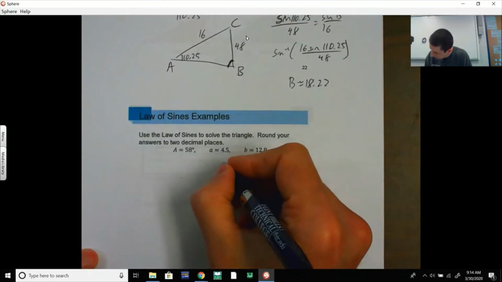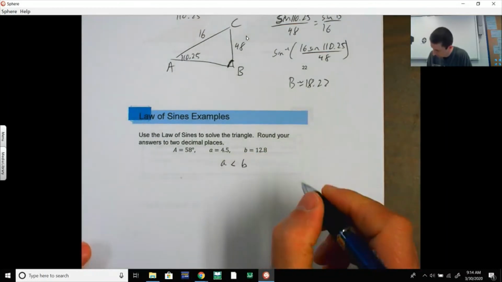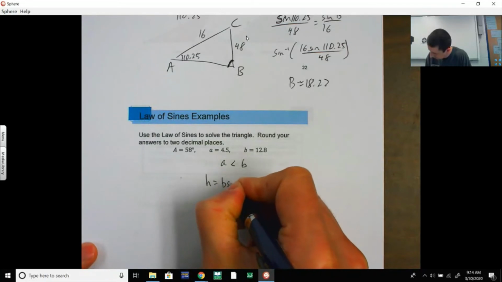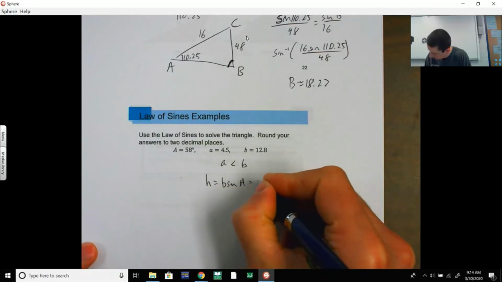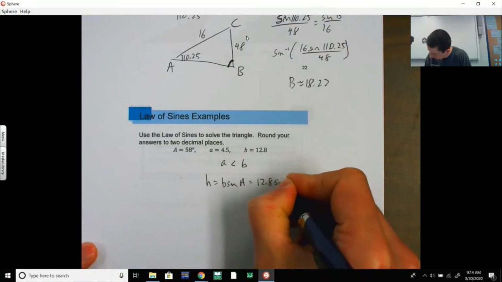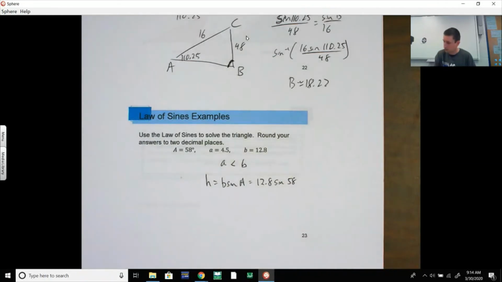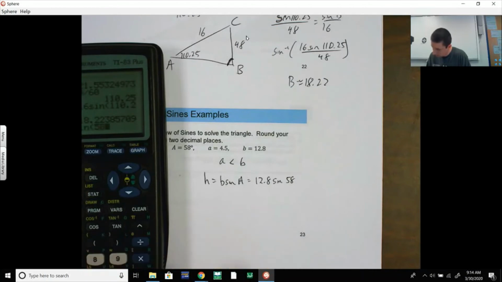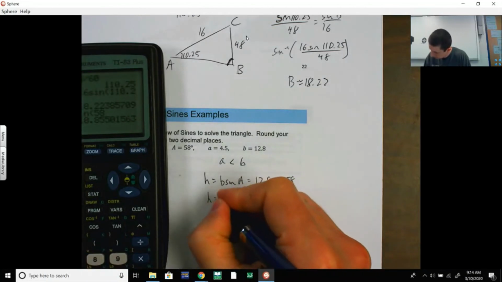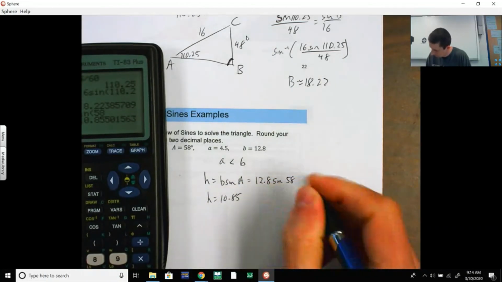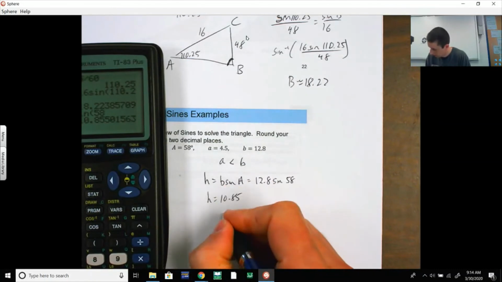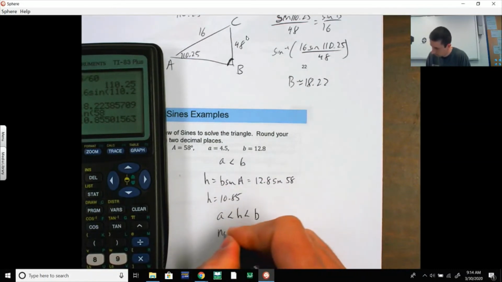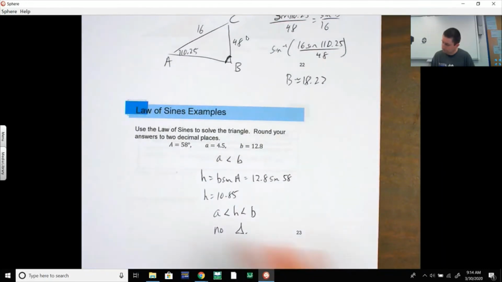Law of sines, okay, a is less than b. So now we've got to check the h. h is b times the sine of A, which is 12.8 times the sine of 58. That is the height of the triangle, by the way. So 12.8 sine of 58, just 10.85. Okay, so that is greater than a. So a is less than h, which is less than b. So no triangle. No triangle.